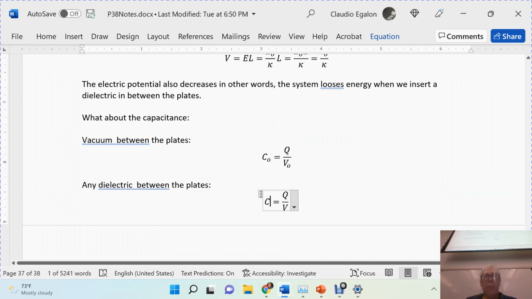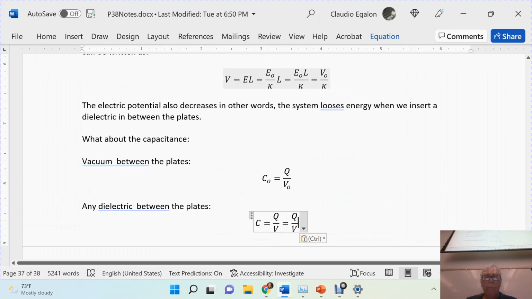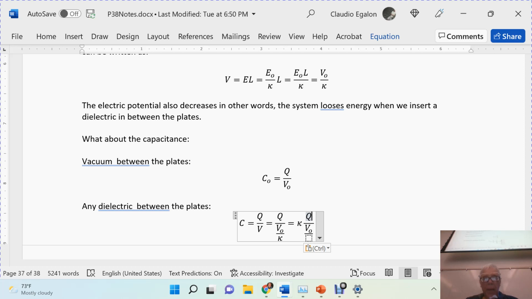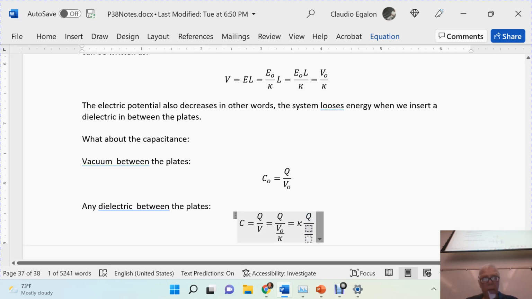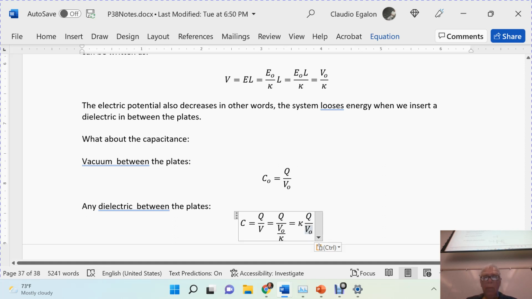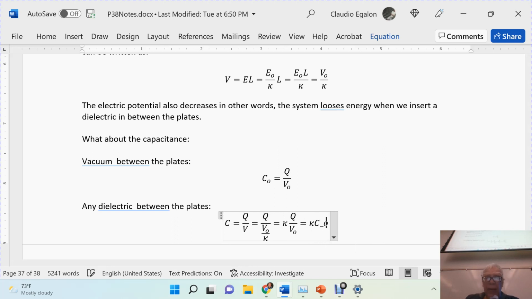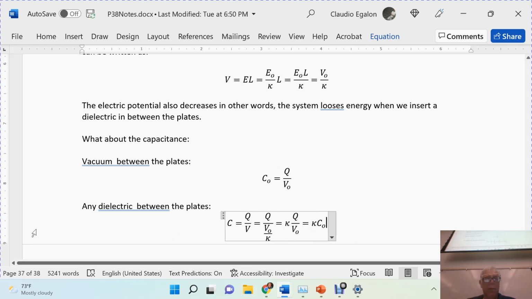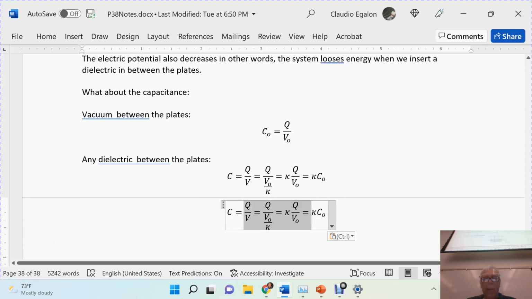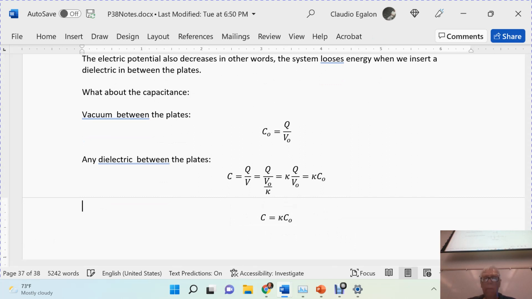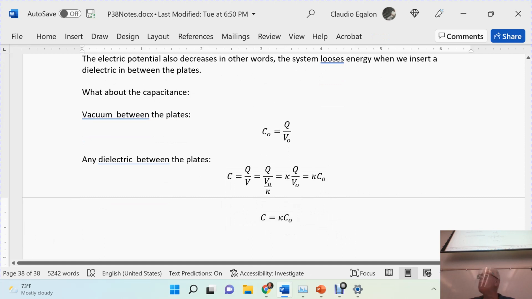Now, you also know that the electric potential changes. We already calculated the electric potential. Let's see what happens to the capacitance when we put a dielectric there. Kappa. What happens to the capacitance? The electric field decreases, the electric potential decreases. When we put a dielectric other than vacuum there, the capacitance increases, because kappa is greater than 1.